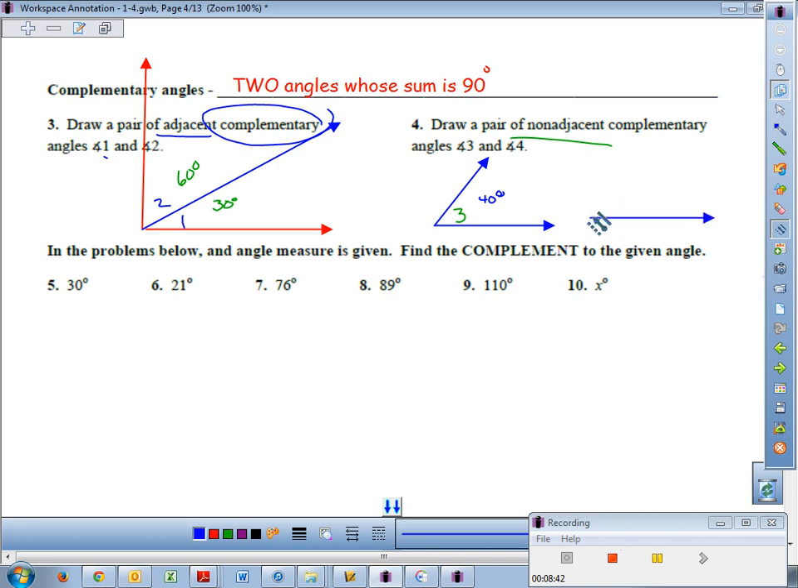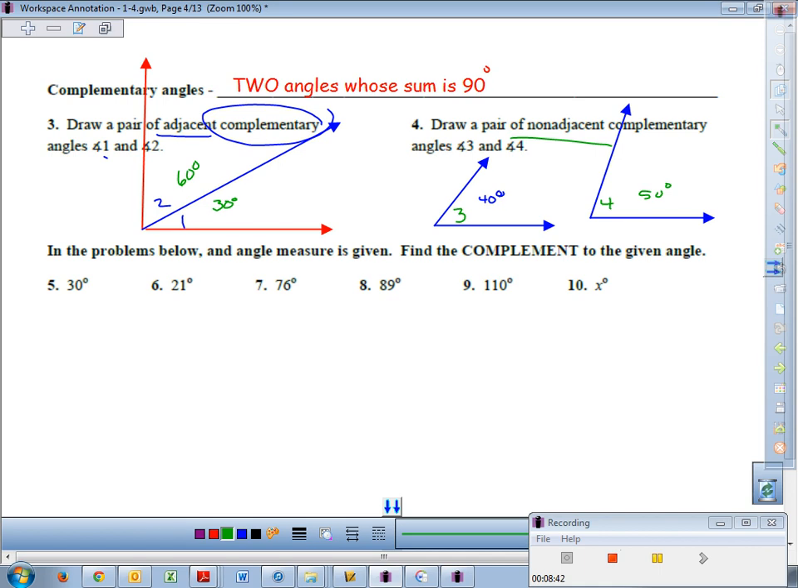And it's going to be angle 4. And how much should it measure if they're complements of each other? 50 degrees. So those are non-adjacent complementary angles.